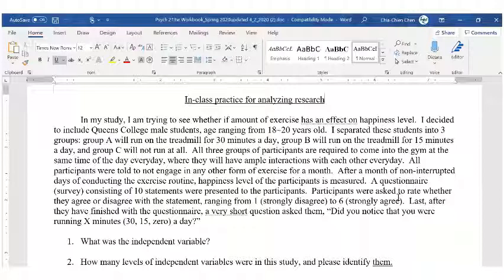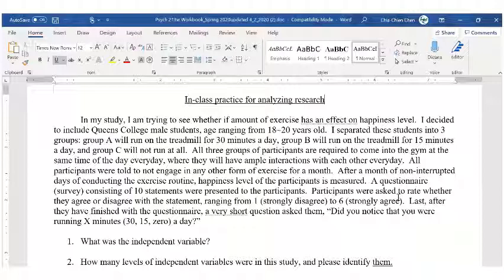In my study, I am trying to see whether the amount of exercise has an effect on happiness level. I decided to include Queens College male students aged 18 to 20. I separated these students into three groups. Group A will run on the treadmill for 30 minutes a day. Group B will run on the treadmill for 15 minutes a day.